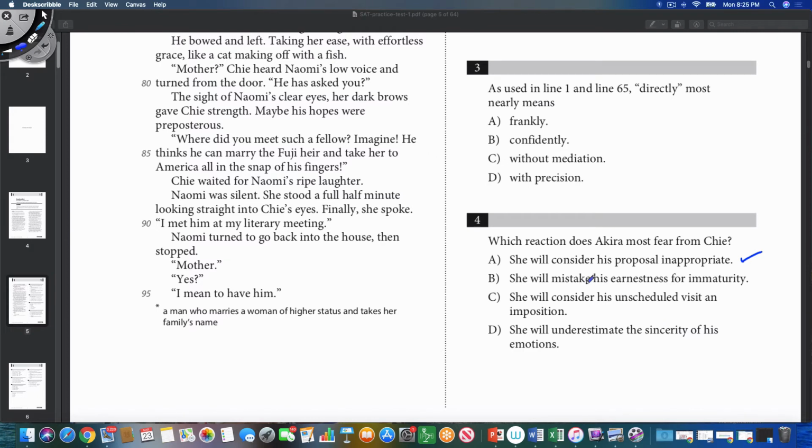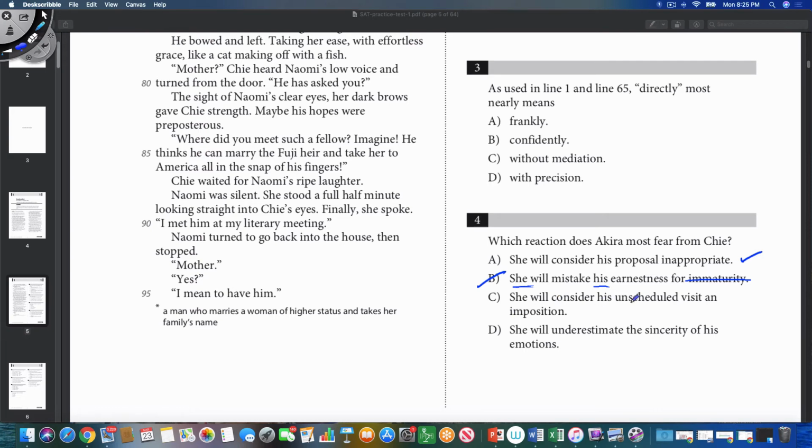So let's keep that. Choice B, she, Chi here, will mistake his earnestness, Akira's earnestness, for immaturity. And that was not one of the points of discussion. It was not about immature Akira. It was not about his immaturity in the way he brought his proposal. It was about breaking traditions, not following norms, and therefore inappropriate. So we'll strike out B.